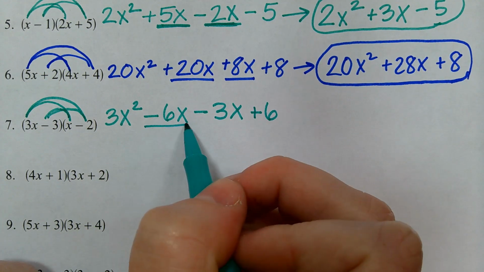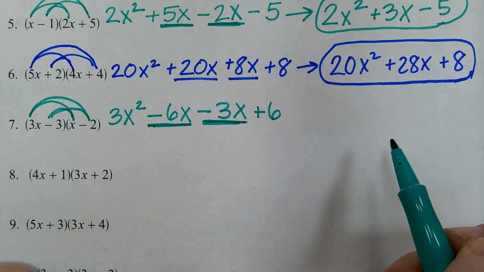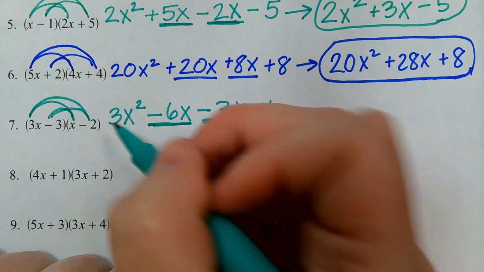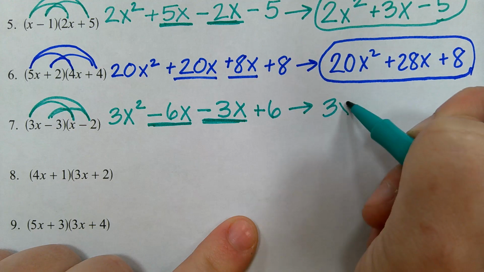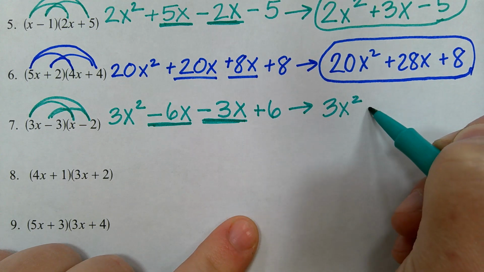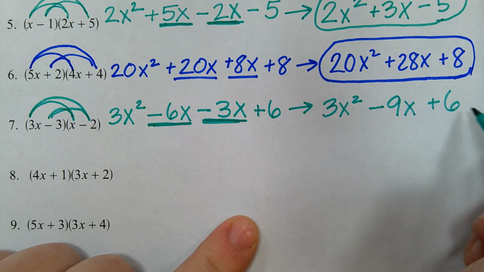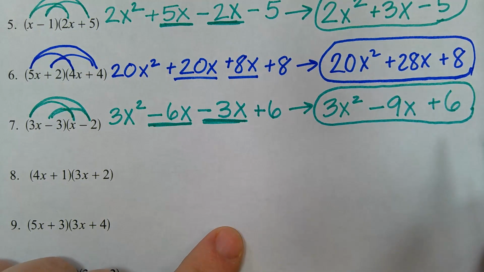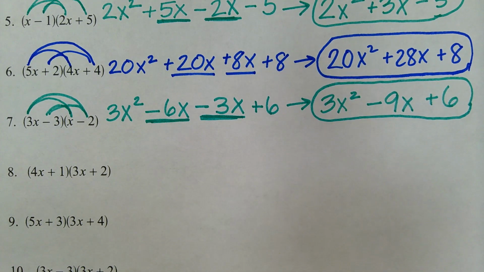Combine like terms. I've got negative 6x, and negative 3x. Yes, negative 9x. So let's rewrite it. 3x squared minus 9x plus 6. Good. That's so good, guys. All right. Anything we want to point out or talk about with number 7 before we go to 8?